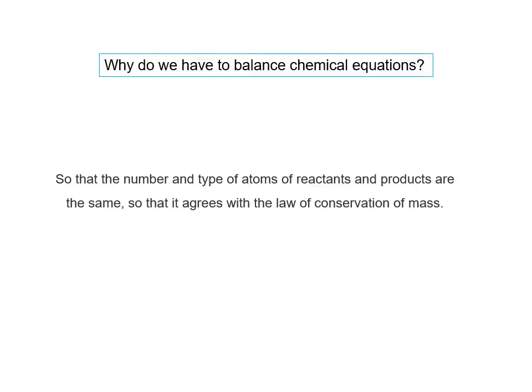Remember that the law of conservation of mass states that in a chemical reaction, mass cannot be created nor destroyed. So the mass of everything before the reaction should equal the mass of everything after the reaction. The way this would happen is if the number and types of atoms on both the reactants and product side are the same.